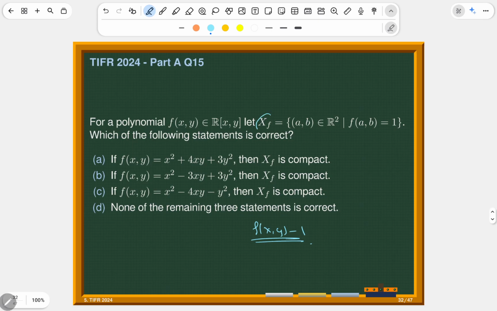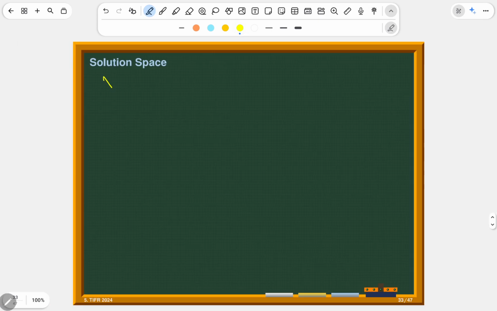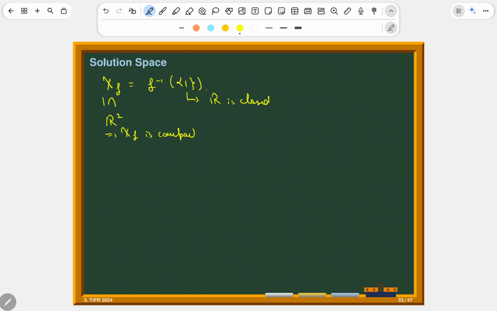Observe something very clearly. What is Xf actually? Let us move on to the next page. So Xf is actually f inverse of 1. Okay, and this element 1 in R is closed, and Xf belongs to R2, so it's Euclidean, under the Euclidean topology, and therefore we know that Xf is compact if and only if Xf is closed and bounded.